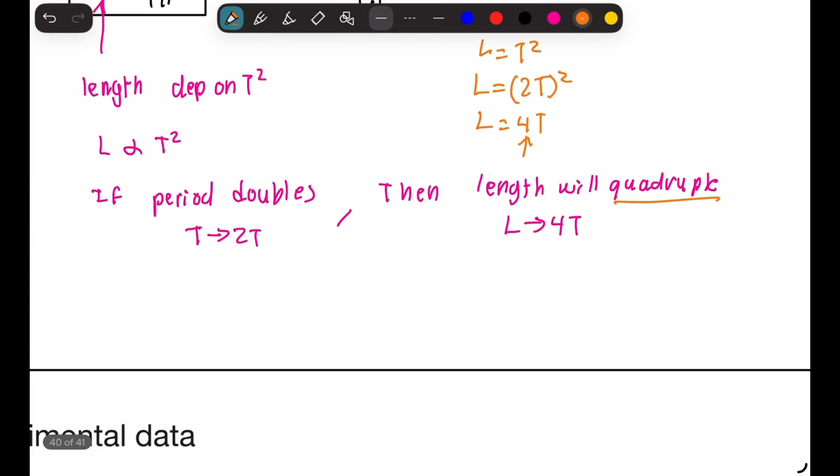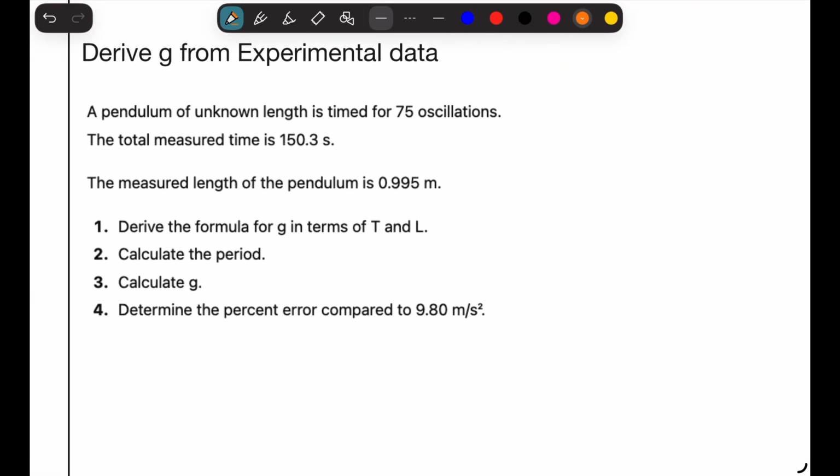So that would be the corresponding L for that. That would be the corresponding period amount that is quadrupled for that corresponding L length. Okay, now let's do some more problems.